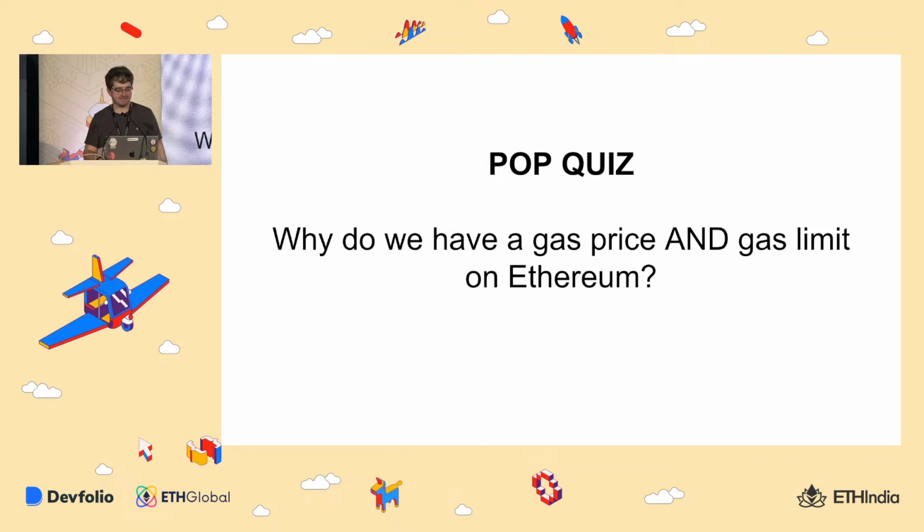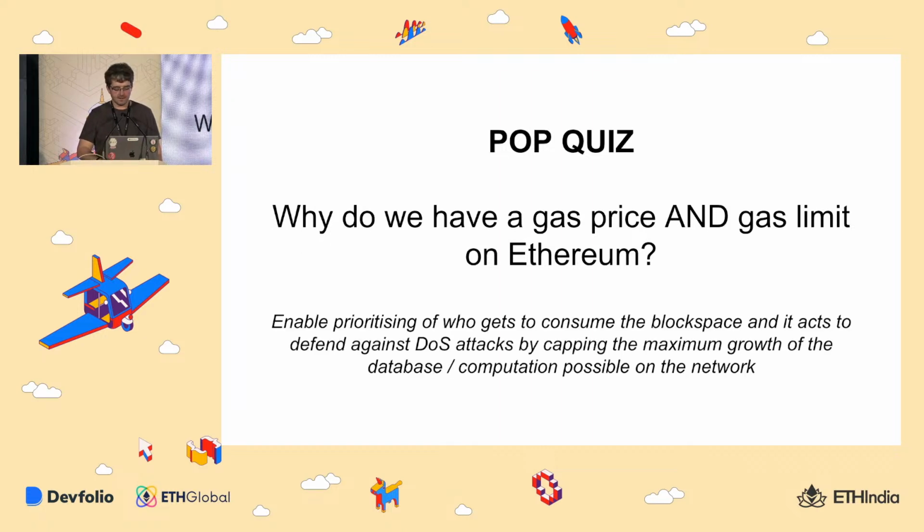So pop quiz. I actually forgot I had this here. Why do we have the gas price and a gas limit on Ethereum? The reason why we have it is because we need to prioritize access to block space. Block space is our most scarce resource. So if there's high demand and high congestion, the gas price goes up, and only the people willing to pay the most money can get access to the block space.